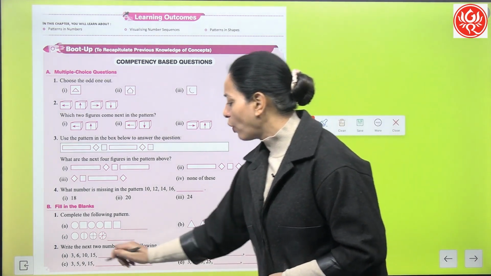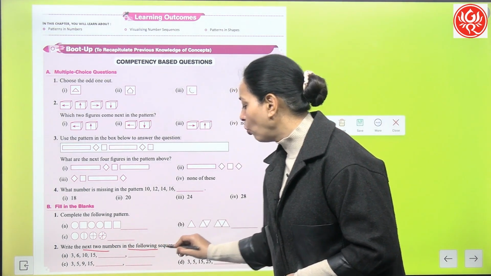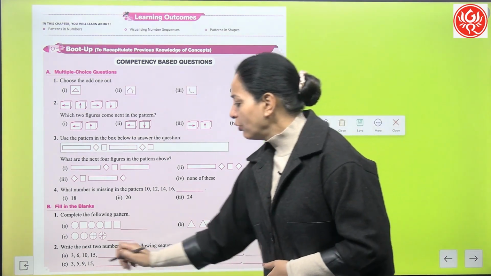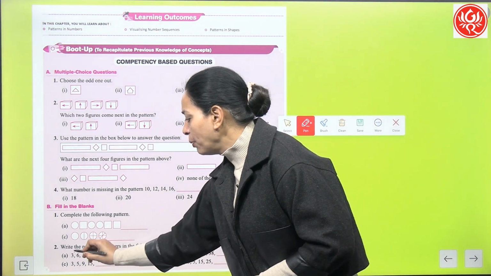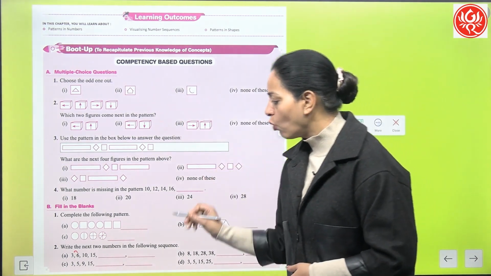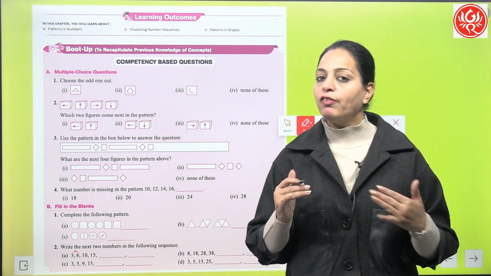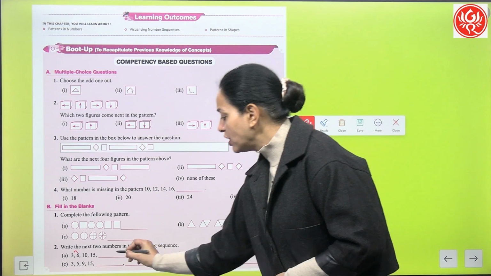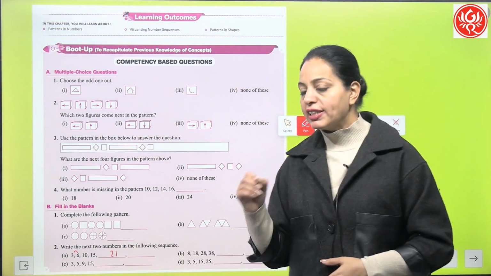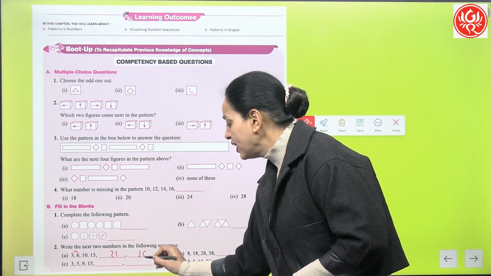Now question number 2, write the next two numbers in the following sequence. A part, 3, 6, 10, 15. 3 plus 3, 6. 6 plus 4, 10. 10 plus 5, 15. 15 plus 6, 21. And 21 plus 7, it becomes 28.